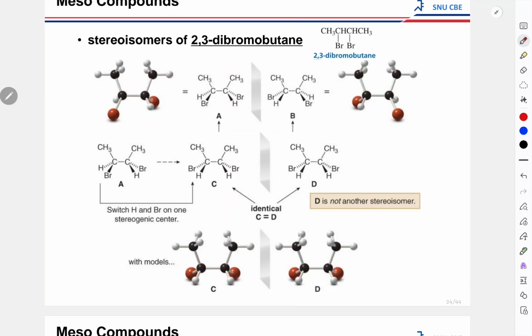Then you can think about the enantiomer relationship. A and B are enantiomers of each other. You can also think about the relationship between A and C and between B and C. It's a diastereomer relationship. So we can identify the pairs of diastereomers here: A and C, and B and C.